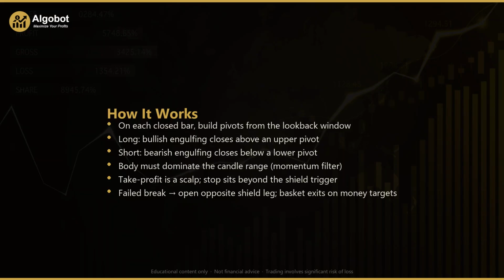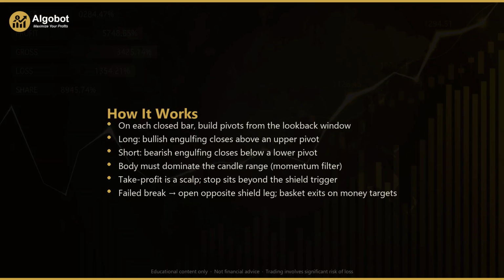For that long to be valid, the prior candle must have closed at or below an upper pivot, and the new candle must close above it by a small buffer, again a fraction of the range. When all of that lines up, the strategy signals a buy. The short side is the exact mirror. A bearish engulfing candle that closes below a lower pivot by the buffer signals a sell.